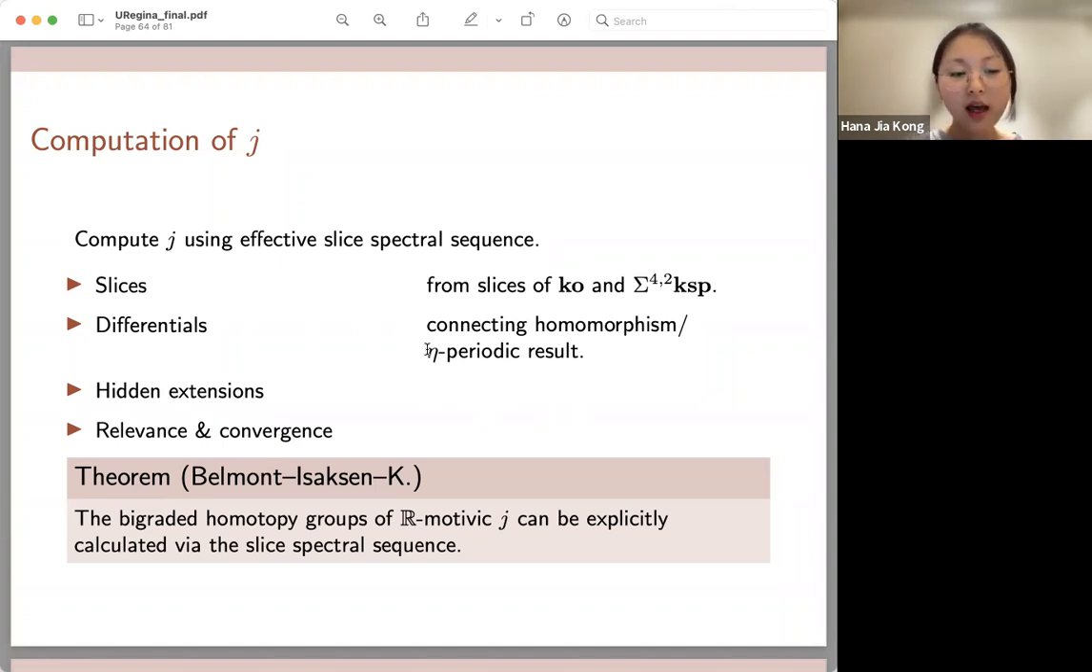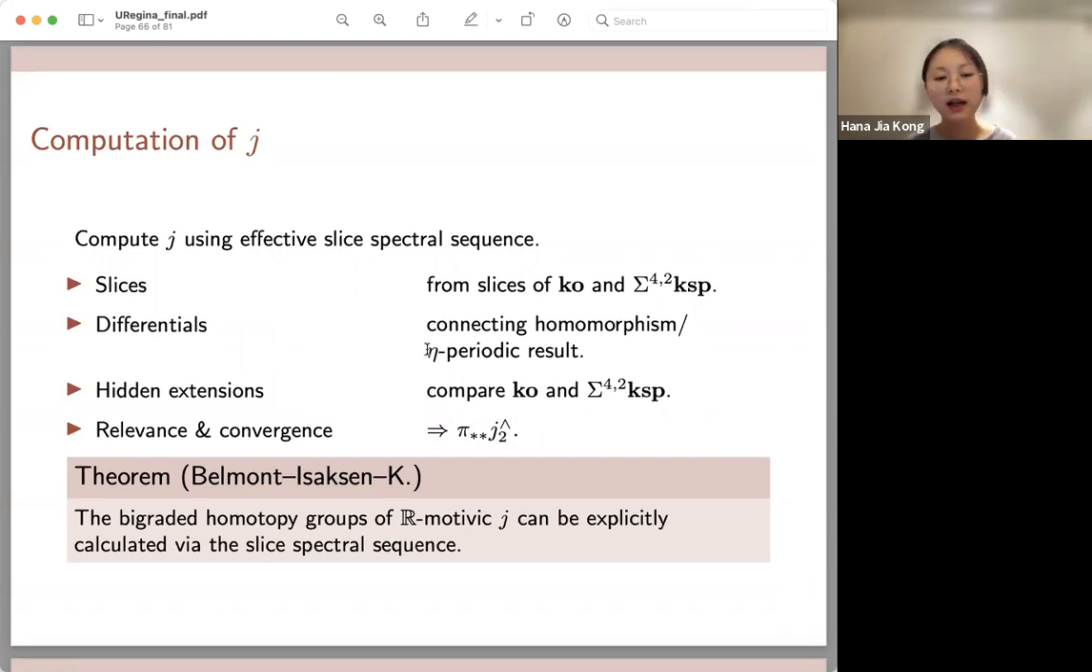So that's differentials. And for hidden extensions, they can be proved using either comparing KL suspension for 2 KSP, or by comparing to the C-motivic picture, or some Toda bracket and messy product arguments. So there are different ways to prove hidden extensions, and they can all be determined. And for the convergence problem, we showed that the spectral sequence we're computing actually converges to the bigraded homotopy groups of the 2-completed little j. So yeah, this is what we did.